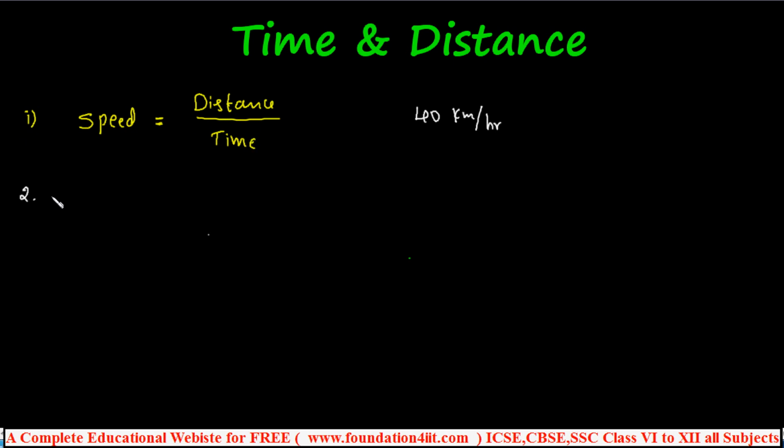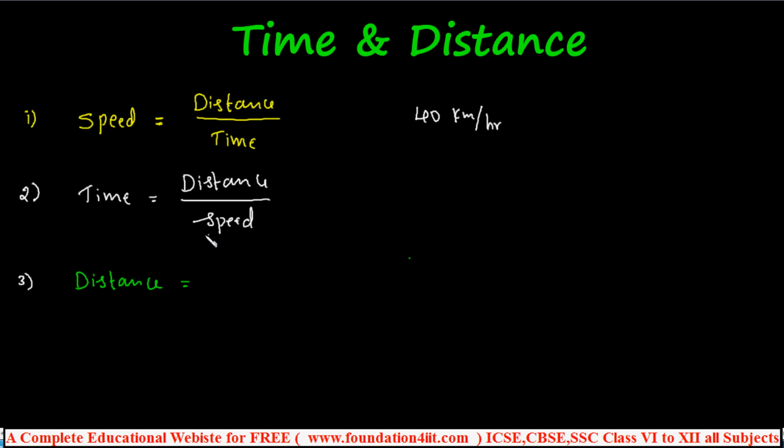Now using this we can write another two formulas. Time is equal to distance by speed: since speed is distance by time, if you take time to the left side and speed goes down, time is equal to distance by speed. Now distance is equal to time into speed. If you take the time to the other side, distance is equal to speed into time.